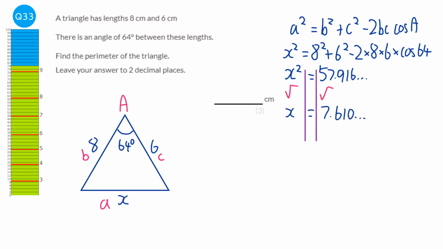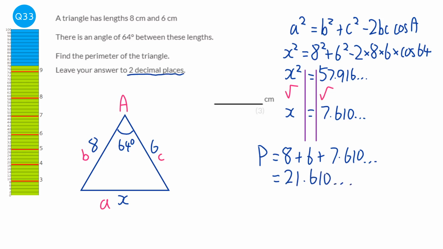So x equals 7.610 and so on. Okay, we're asked for the perimeter, so we need to do 8 plus 6 plus that 7.610 and so on, which I've still got on my calculator, and that equals 21.610 and so on. It says it wants 2 decimal places, so it will be 21.61.